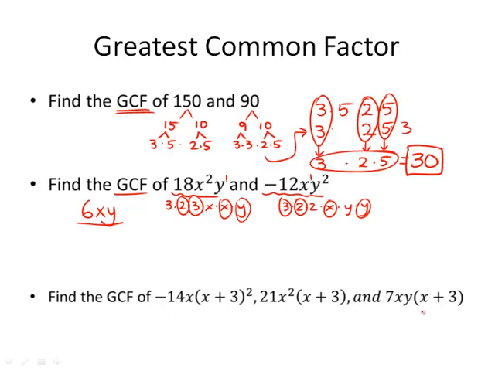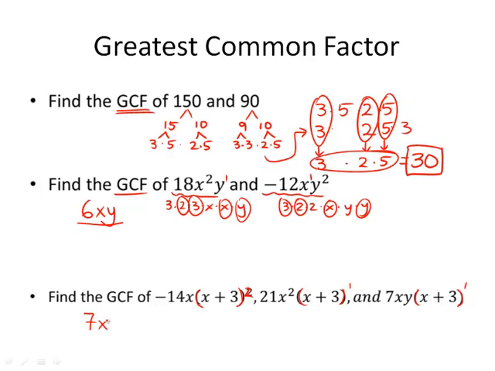So here's an even more complicated one. Notice this bracket x plus 3 is just like one of our variables. Here it's to the power of 2, here it's to the power of 1, here it's to the power of 1. So we're looking for the greatest common factor between 14, 21, and 7. And many of you will agree that 7 is the biggest number that will divide all three of those numbers.